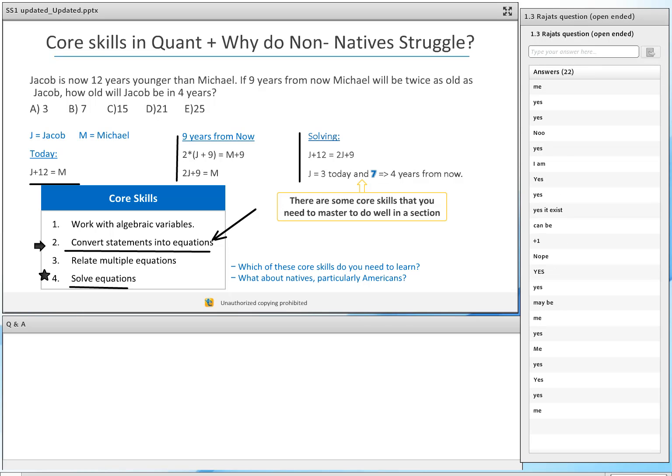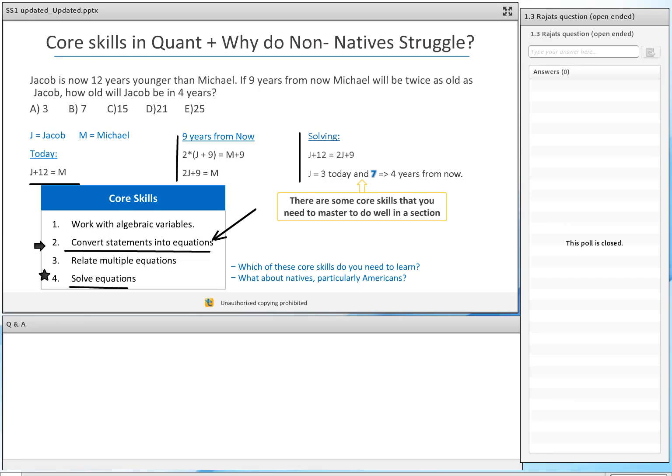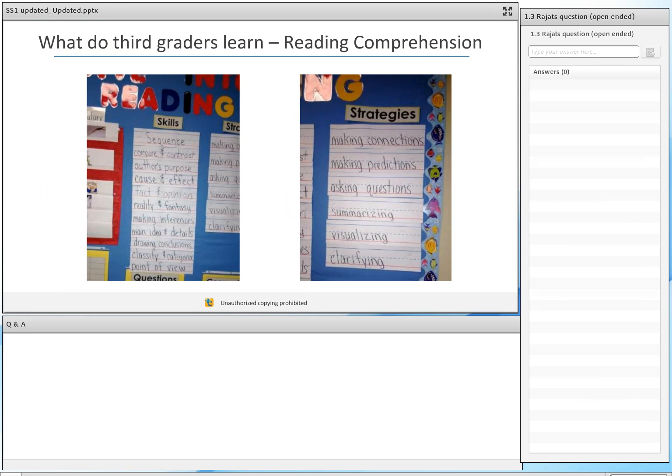Okay, so the answer to that is yes, they exist, and I'm going to demonstrate that to you. But before we do that, I'm going to really show you something. The way we learned a lot of quant when we were in school, in the same way, Americans learn a lot of verbal when they are in school.